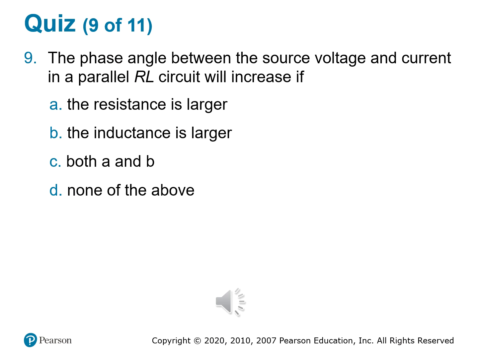Question number 9. The phase angle between the source voltage and current in a parallel RL circuit will increase if what? A, the resistance is larger. B, the inductance is larger. C, both A and B. Or D, none of the above. Go ahead and stop the video now. All right, if you've returned, the correct answer is A, the resistance is larger.